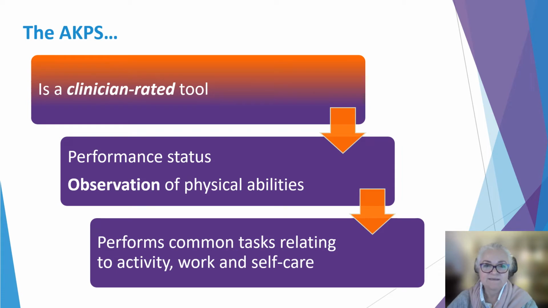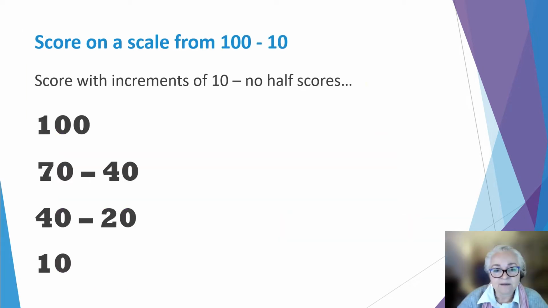The AKPS is a measure of the person's performance across 3 specific domains. These domains are activity, work, and self-care. It's a clinician-rated tool. You look at performance status by observing the person's physical abilities. And you look at how the person performs common tasks relating to those 3 domains, activity, work, and self-care.